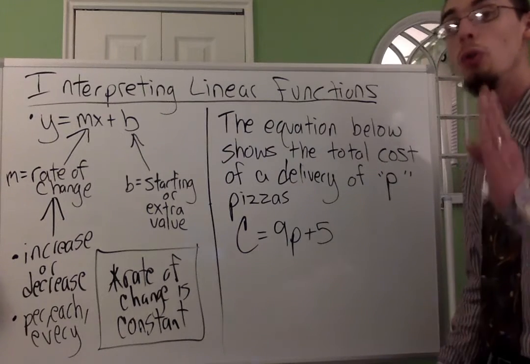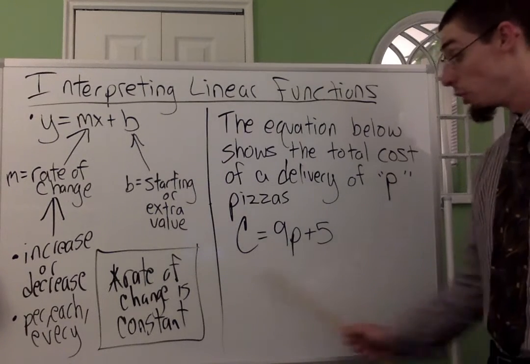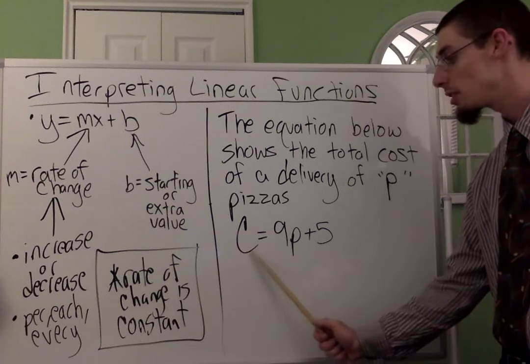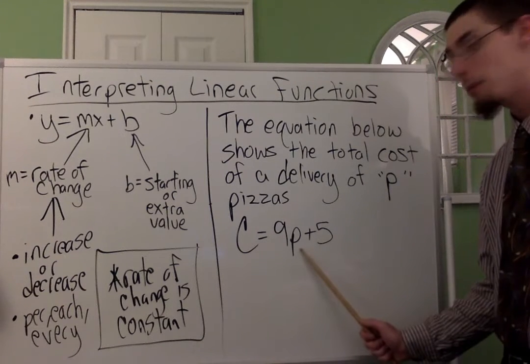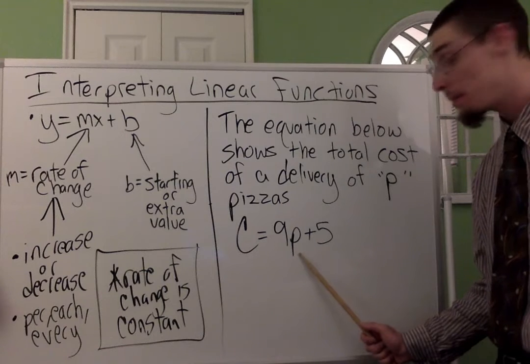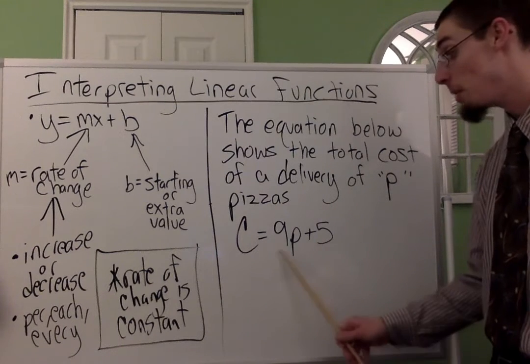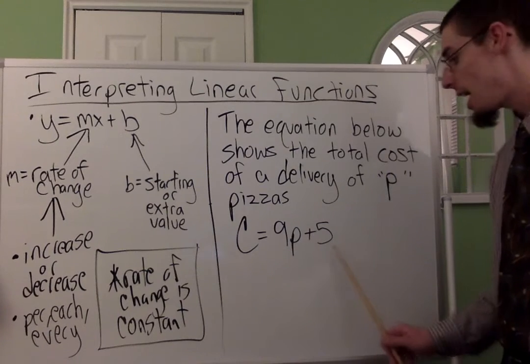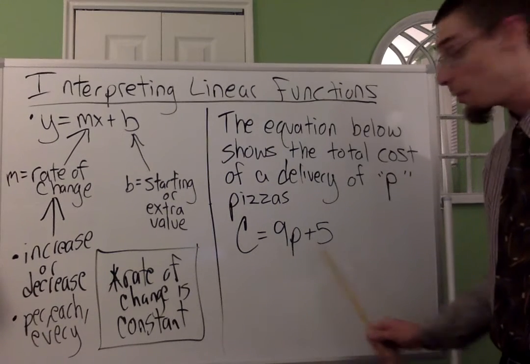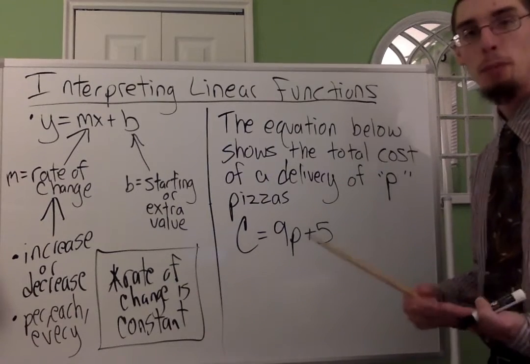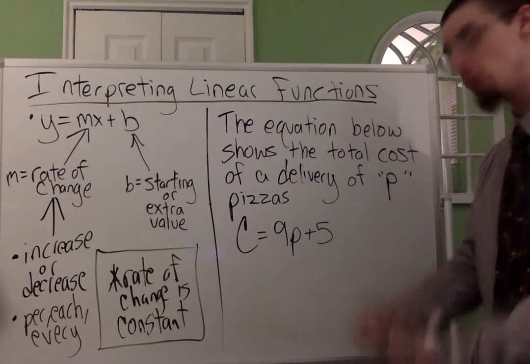Obviously, the C, you can take a guess what that stands for. The total cost. So look at this little equation here. The total cost equals 9 times the number of pizzas, because that's P, plus 5. What we're going to do is interpret the meaning of the 9 and the 5. What does the 9 and the 5 have a relationship with these pizzas? What is the relationship?